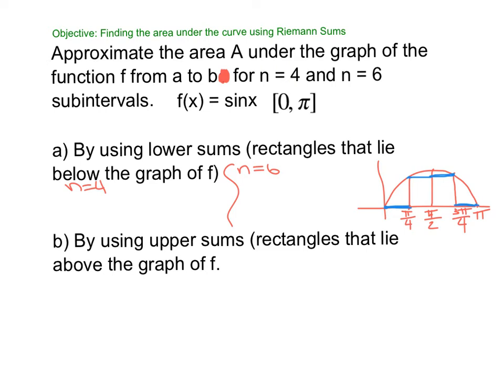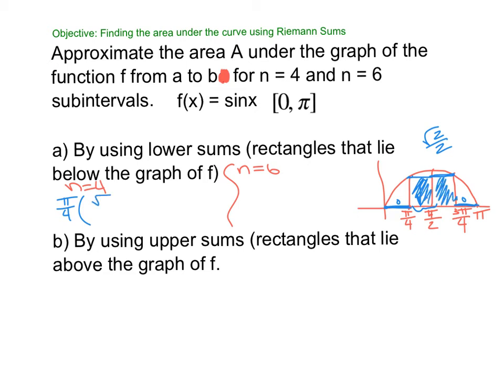So I have my two zeros, right? So 0, 0. And then what's this distance? That distance is pi over 4. And then what's the height, right? What is the distance going up and down? Well, sine of pi over 4 is root 2 over 2. So we have root 2 over 2 for this guy and root 2 over 2 for this guy.